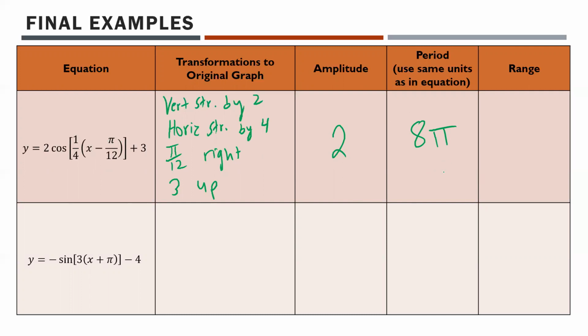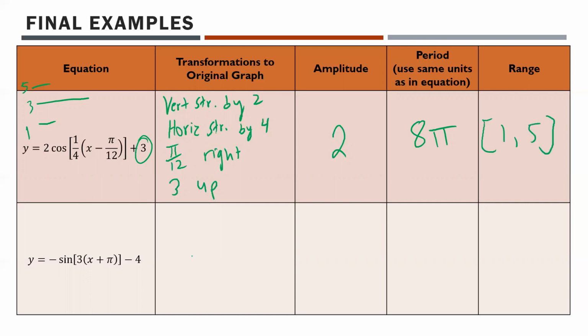Your range is basically just your amplitude above your midline and your amplitude below your midline. Notice your midline here is 3, right? So if you were to draw this, the middle of the line here is 3, your amplitude is 2, so you're going 2 above your midline and 2 below your midline. Drawing it like this can maybe help. 2 above the midline is 5, 2 below the midline is 1, so our range here is from 1 until 5.